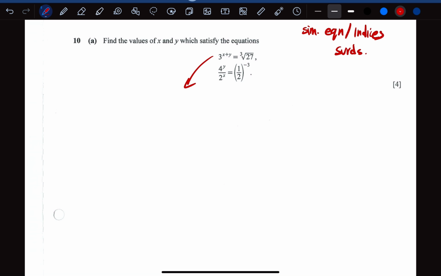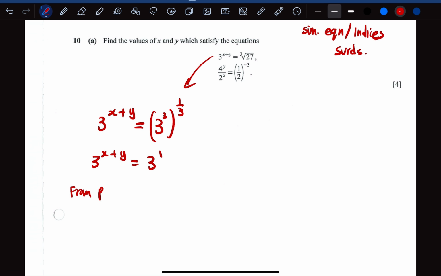Right, for your first equation, we can represent it as 3 to the power of x plus y equals, well, 27 is the same as 3 to the power of 3, and cube root is the same as 1 over 3. So here essentially we already have our first equation, right? 3 to the power of 1, because 1/3 and 3 multiplied. So just by looking at the powers, we can tell that x plus y equals 1. Okay, so this is the very first equation.